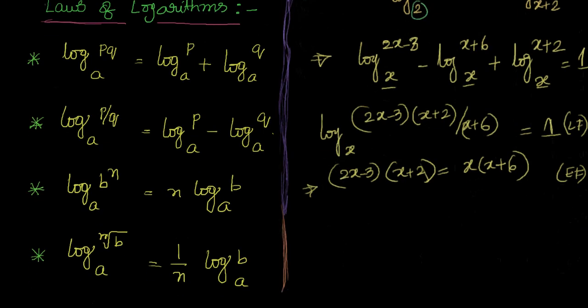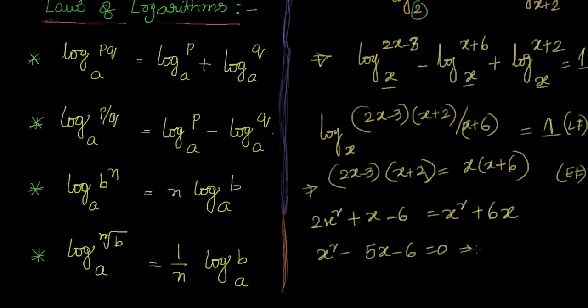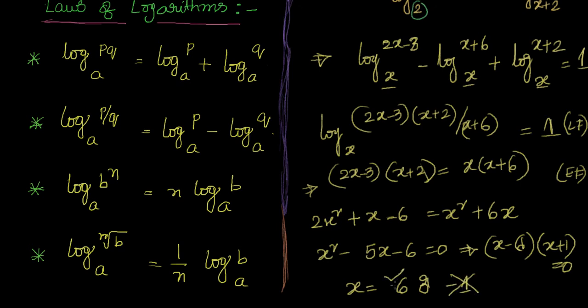Now if I simplify this, I'll have 2x square plus 4x minus 3x is plus x minus 6 is equal to x square plus 6x, and simplifying that, it becomes x square minus 5x minus 6 equal to 0. If you factor it, it's nothing but x minus 6 into x plus 1, which you are already aware of. Right. So x equal to 6 or minus 1.